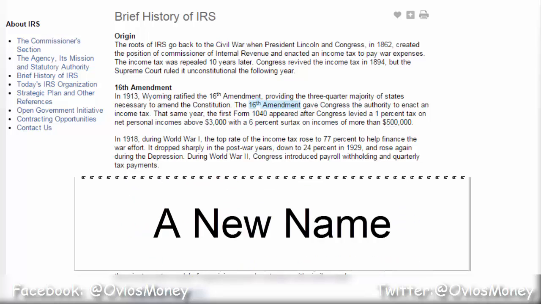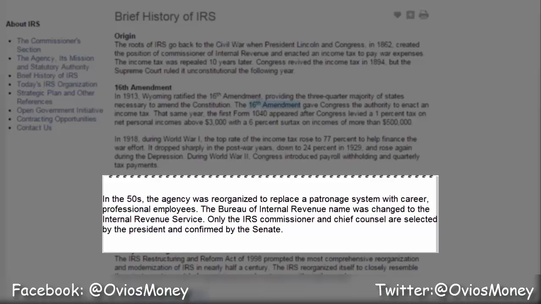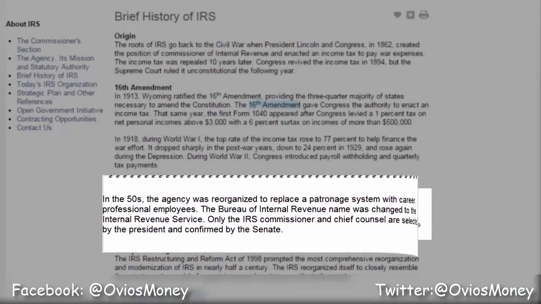A new name. In the 50s, the agency was reorganized to replace a patronage system with career, professional employees. The Bureau of Internal Revenue name was changed to the Internal Revenue Service. Only the IRS Commissioner and Chief Counsel are selected by the President and confirmed by the Senate.